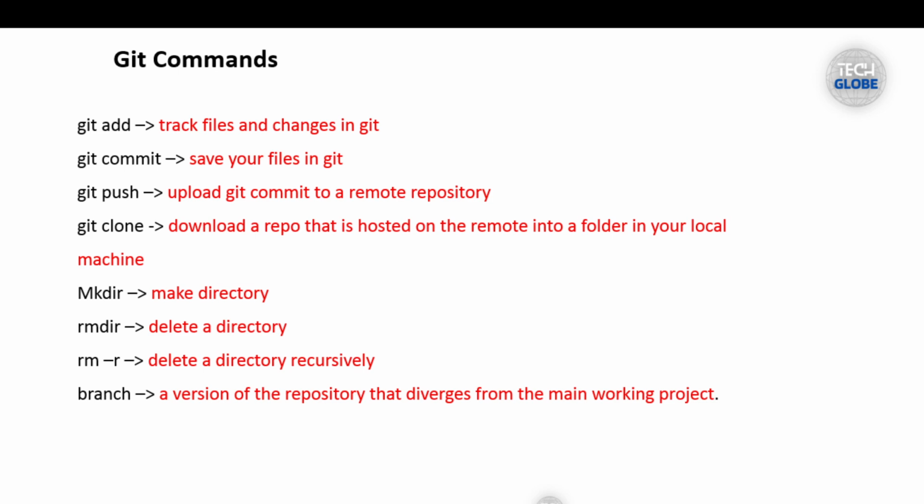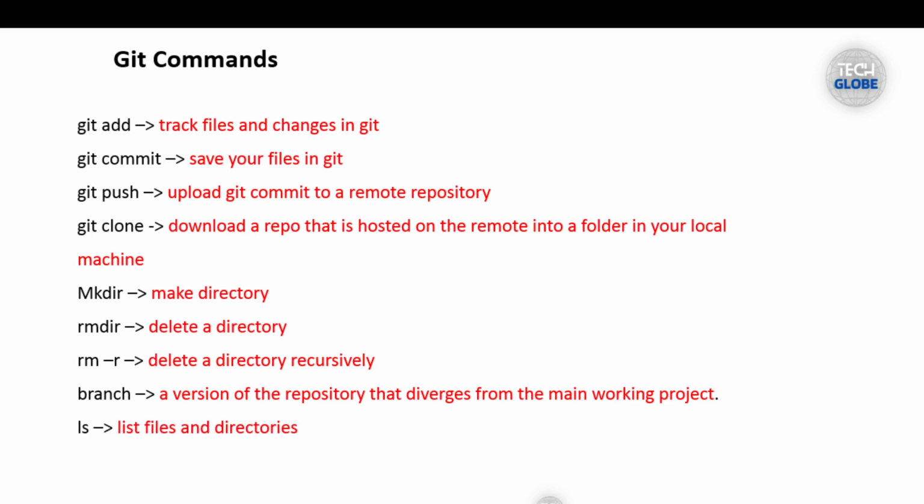The main or master branch is the default branch you use. Then you could create your own tailor-made branch by using git checkout -b and the branch name, or git switch -c and the branch name. Then you have ls.